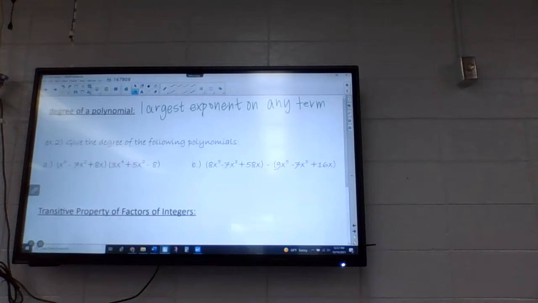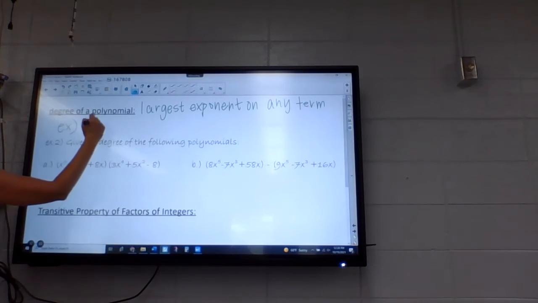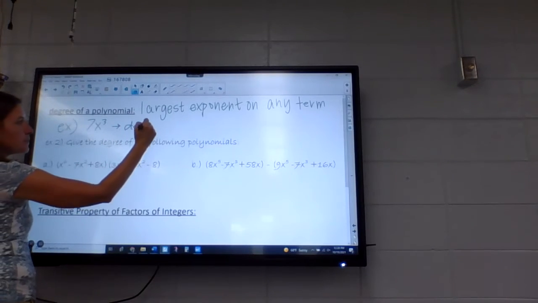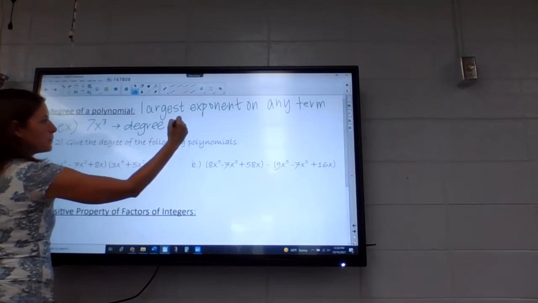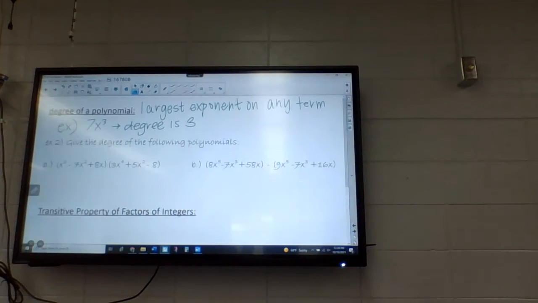Alright, so how did this go awry? Alright, so largest exponent on any term. If we were just looking at this very first half, x to the sixth power would be the degree. For example, if I have 7x to the third, the degree would be 3. We did talk about degree a few chapters ago with end behavior a little bit. That's the power on the exponent on the variable.